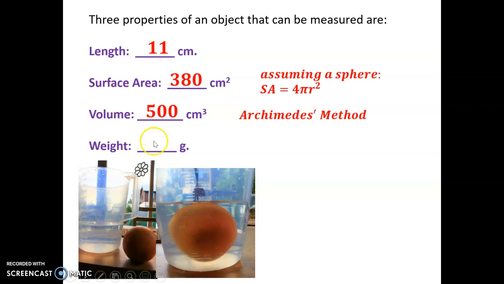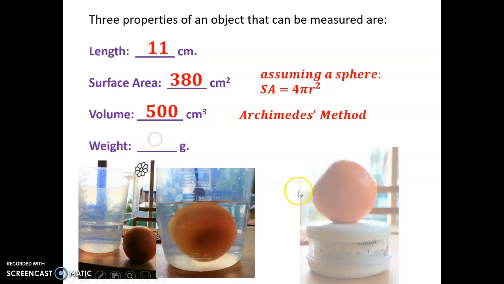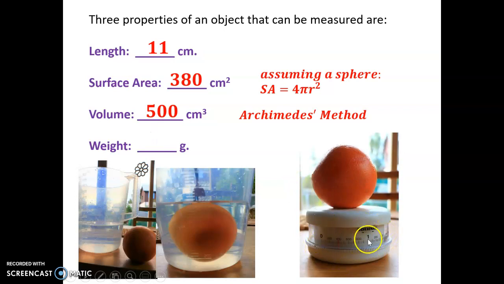Okay, finally, the weight. I just simply put it on a little kitchen scale, a cooking scale, and you can see here just barely right there, 400. So 400 grams is the weight of this grapefruit. How close was that to your estimate?